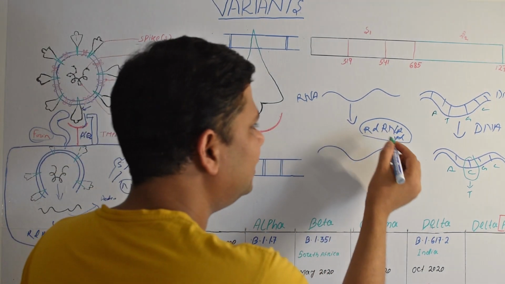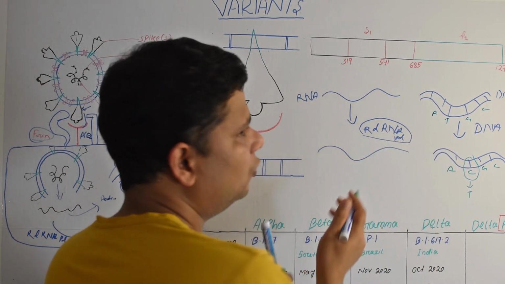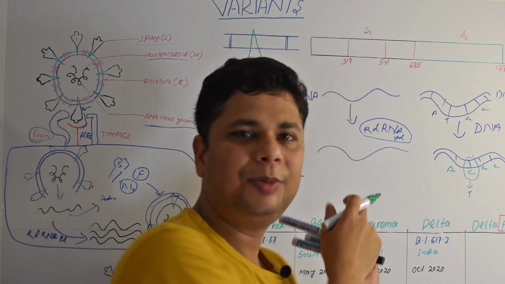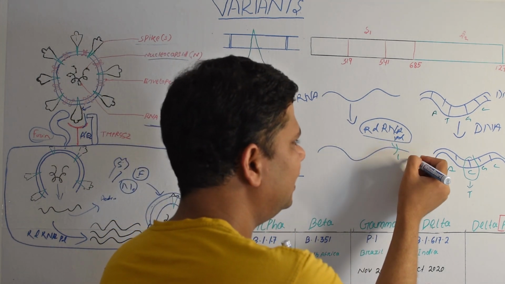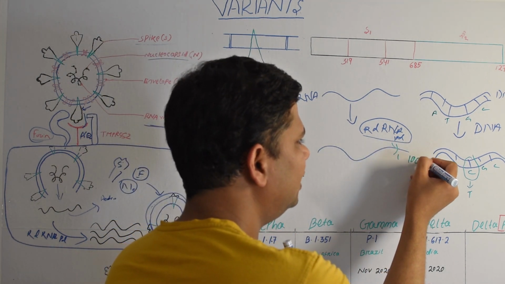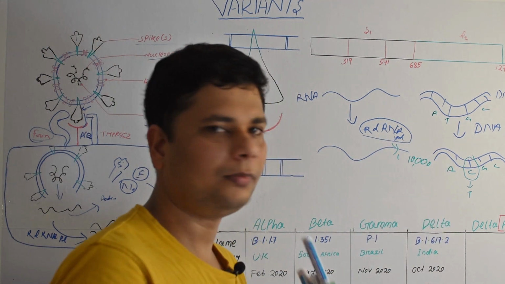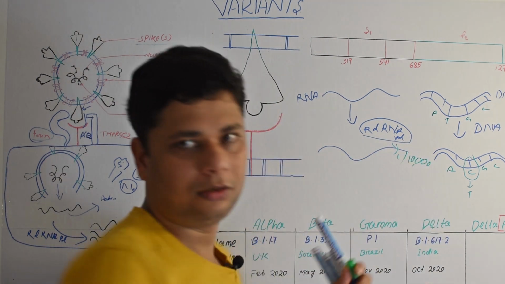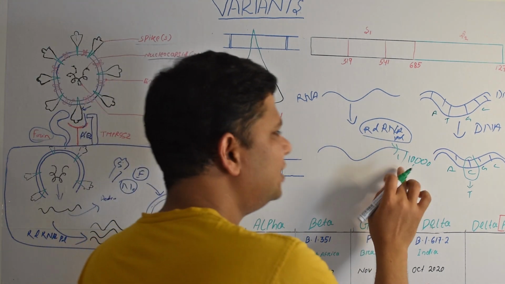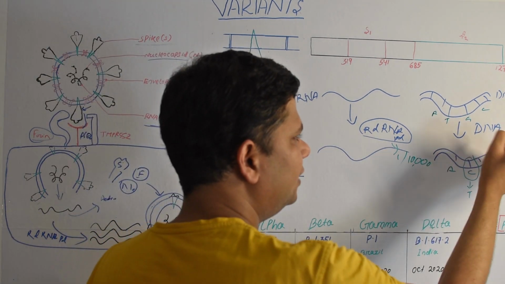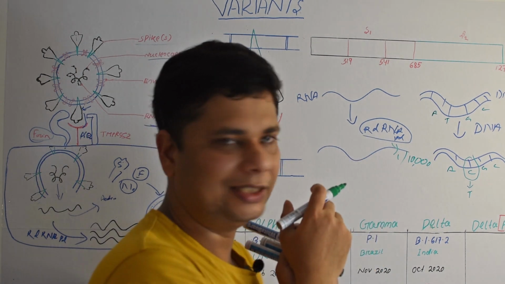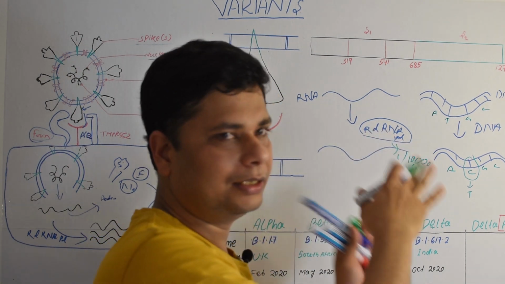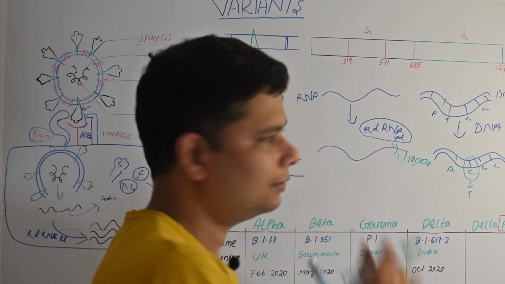If there is a mistake in the case of RNA dependent RNA polymerase, the mistake happens once in 10,000 nucleotides, 1 in 10,000 nucleotides, which is not replaceable. Unlike DNA polymerase, it has no exonuclease activity. So if there is a mistake, the mistake stays.